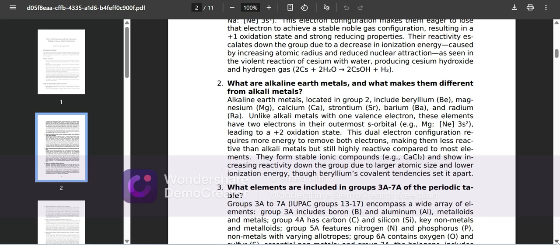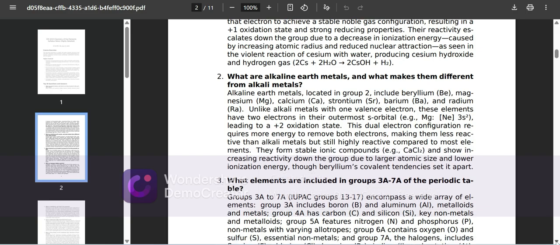This dual electron configuration requires more energy to remove both electrons, making them less reactive than alkali metals, but still highly reactive compared to most elements. They form stable ionic compounds, for example calcium chloride, and show increasing reactivity down the group due to larger atomic size and lower ionization energy, though beryllium's covalent tendencies set it apart.